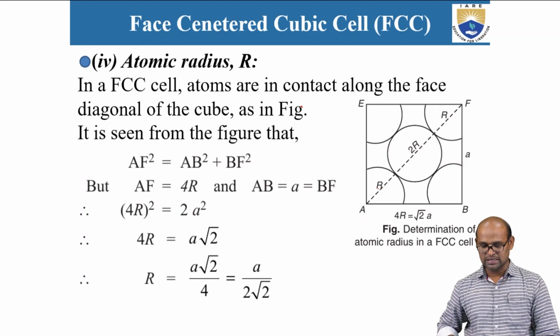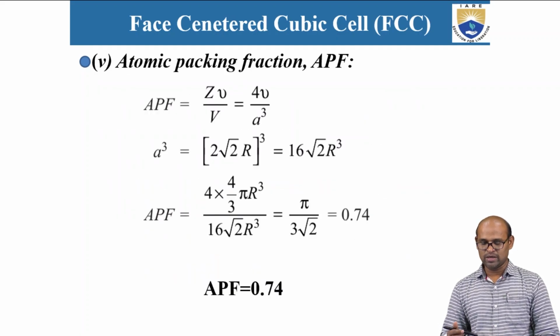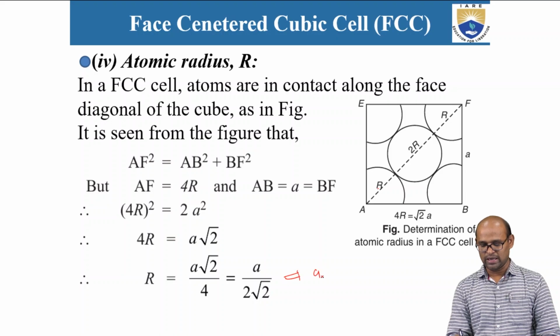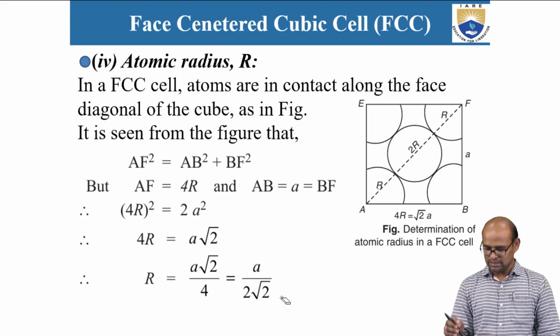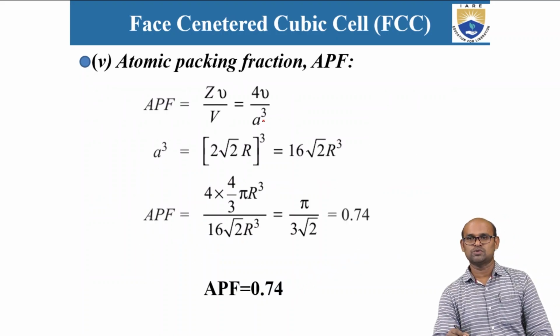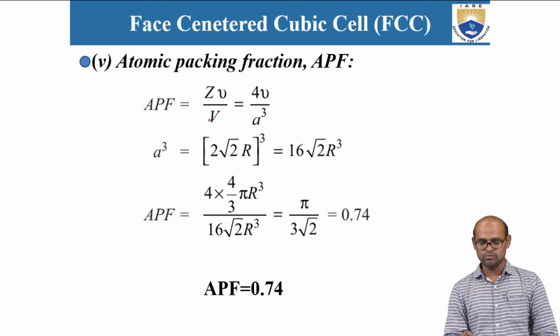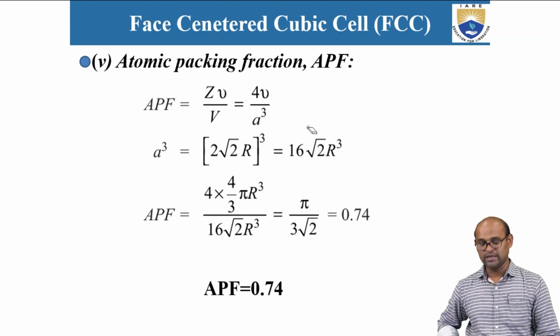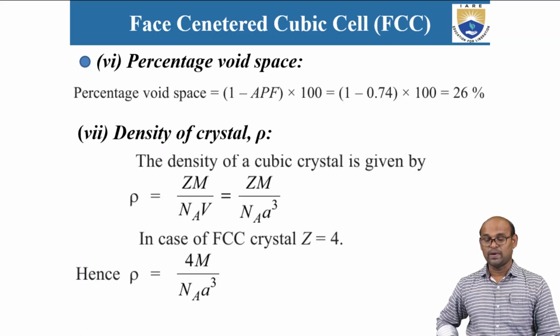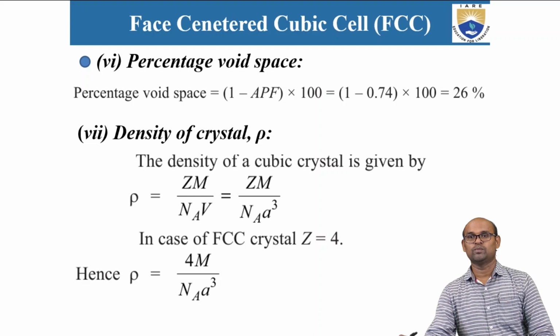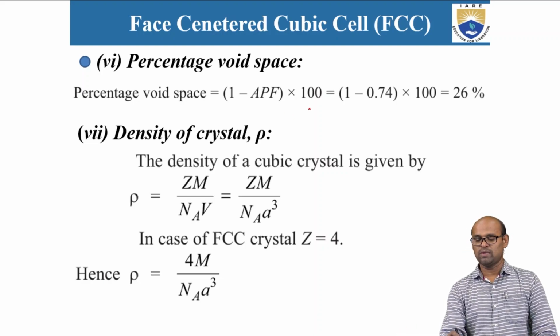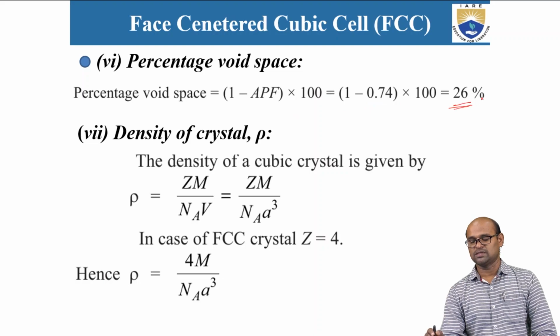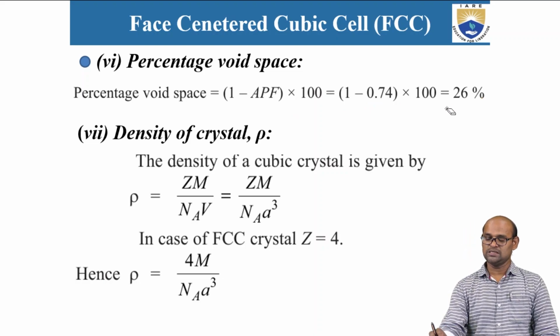And we have just calculated the radius of the atom, which is a by 2 root 2. From this a by 2 root 2 you can calculate a. So a is equal to 2r into root 2, right? So you substitute this a in the equation of volume. Volume is a cube, so substitute the value of a in volume. What you will get, atomic packing fraction is 0.74. So 74% of the space is occupied in FCC. So FCC is a tightly packed unit cell, 74%. And the empty space is 1 minus atomic packing fraction, so that is 26%. Okay, a very small percentage of space is unoccupied.